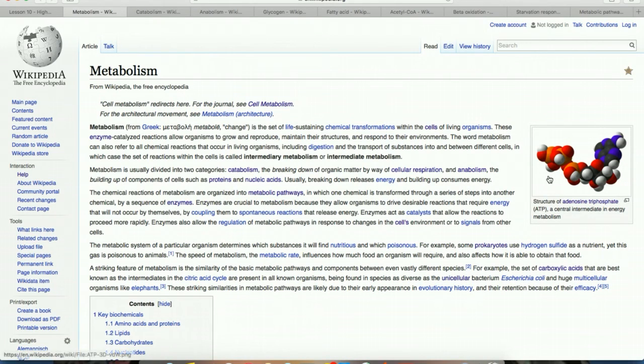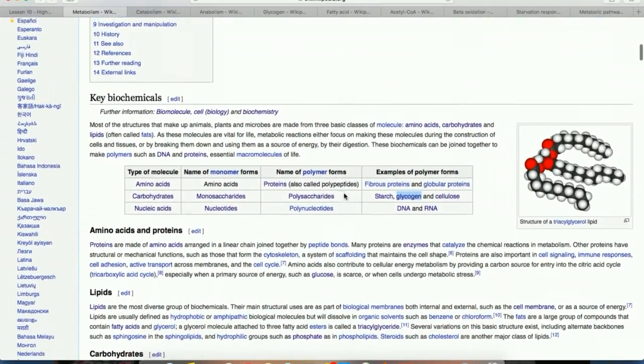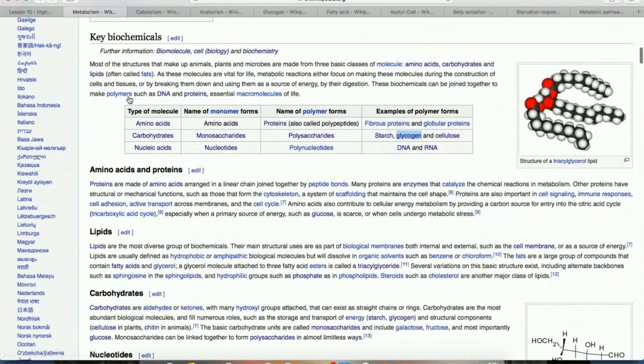Okay, I see here the picture of ATP. I recognize that from previous lessons. All right, and this seems very interesting. So, key biochemicals. Most of the structures that make up animals, plants, and microbes are made from three basic classes of molecules: amino acids, carbohydrates, and lipids, often called fats. Oh, I remember we did the lesson on this, on the building blocks.